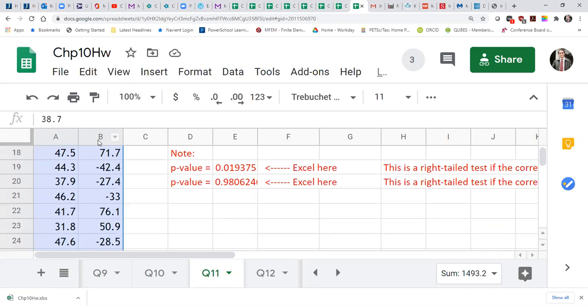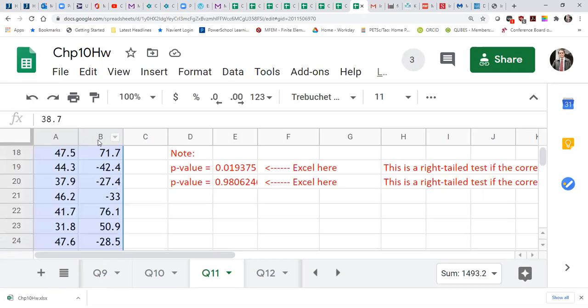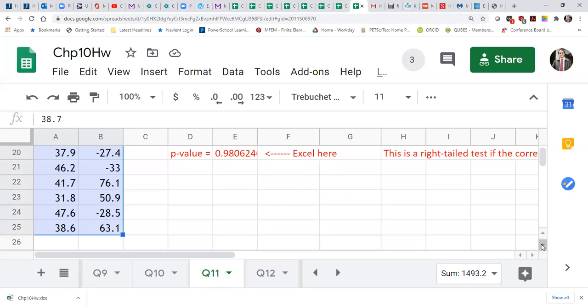And you can see your data is from 4 to, sorry, I cannot see this. 4 to 25, okay. So the data is from 4 to 25.